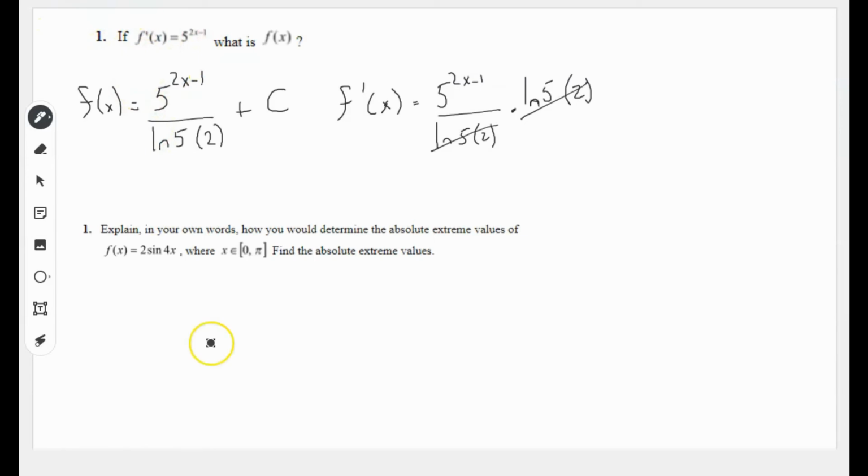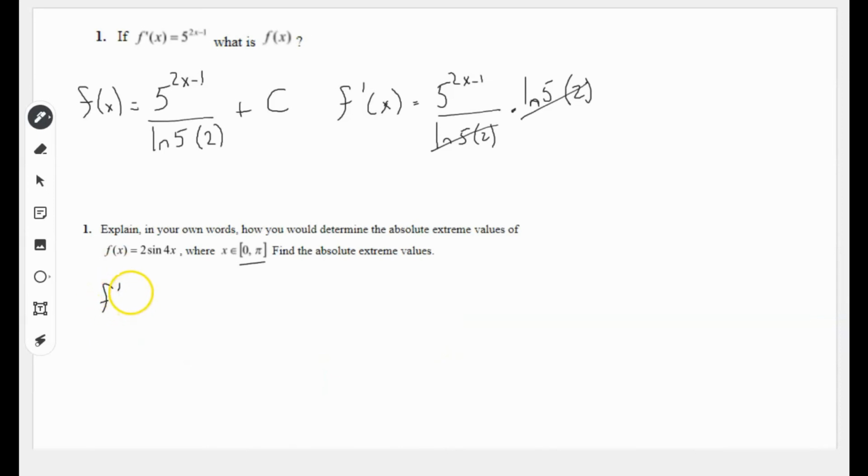So the last question says, explain in your own words how you would determine the absolute extreme values of this function 2 sine 4x, where x must be between 0 and pi. And then find all those absolute extreme values. Well, to find extreme values, you need to find where the first derivative equals 0. Okay, so let's start with that. So we need to find the first derivative.